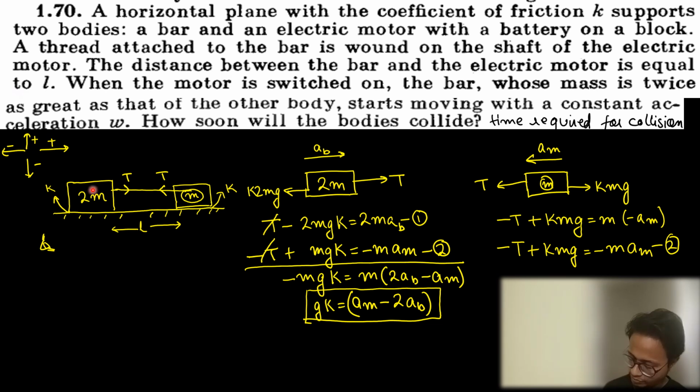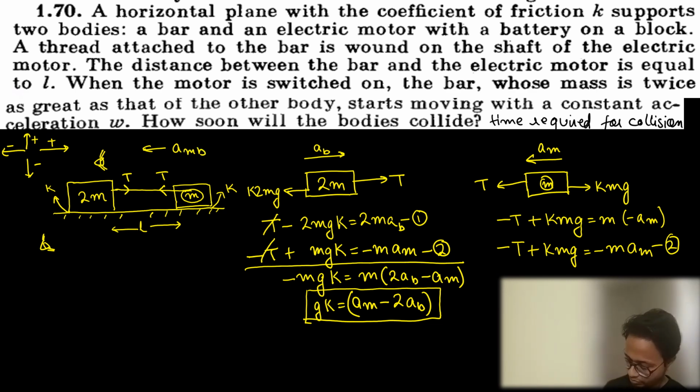I have to put my observer either in this block or in this block and observe the other body coming towards me, and the collision will occur when the other body covers a distance of L. From ground reference, this is covering some distance and this is covering some distance, but it is very difficult to calculate from the ground frame of reference. If I take this frame of reference, I say acceleration of motor with respect to block.